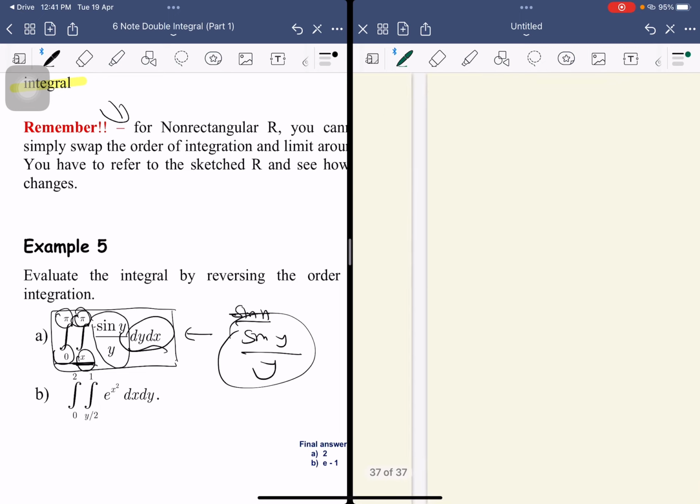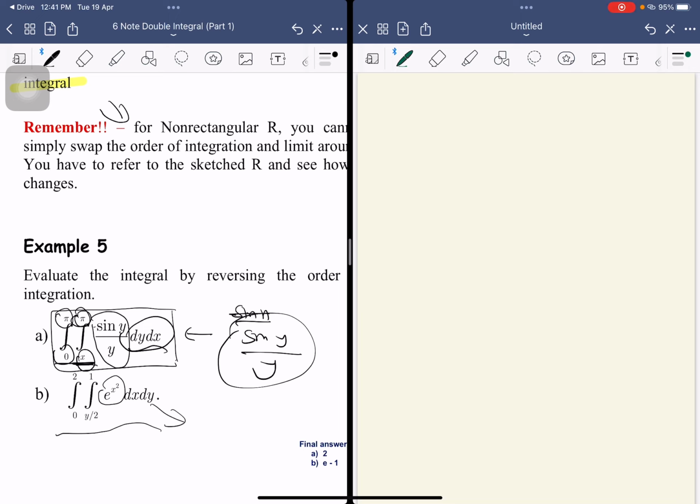Let me show you the second question. If you take a look at the second question, it's similar. It's impossible for you to integrate with respect to x first, so you do not have any option. You must change the order of the integration. So now our aim is to change to this part.